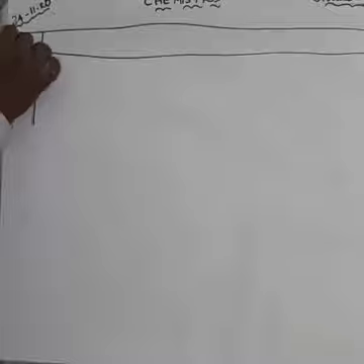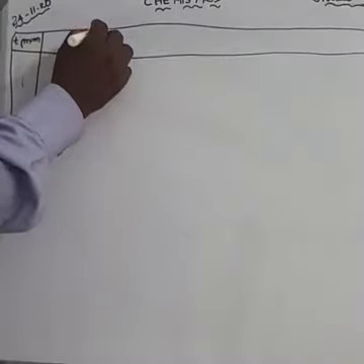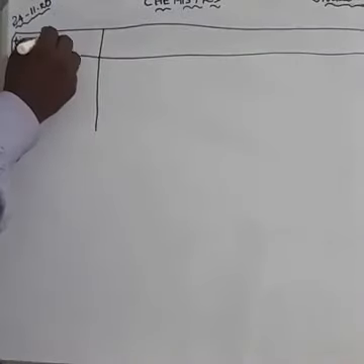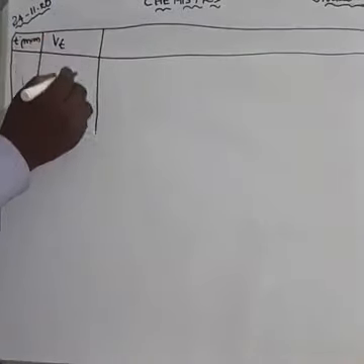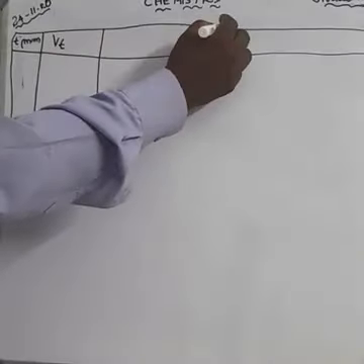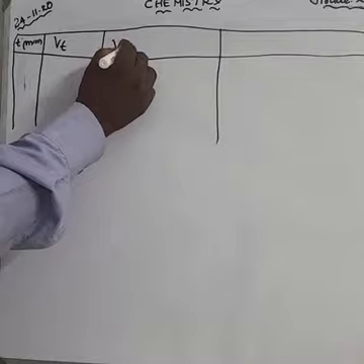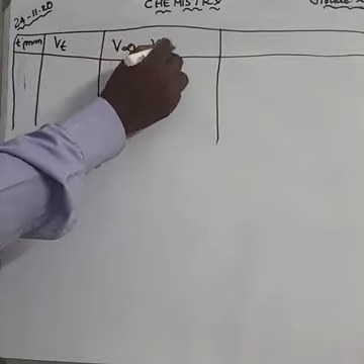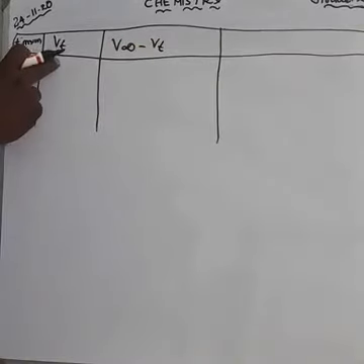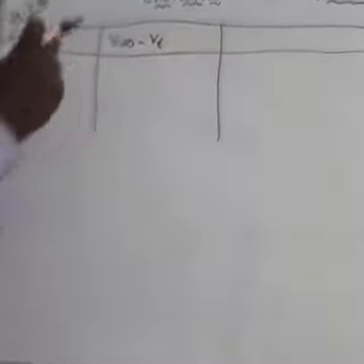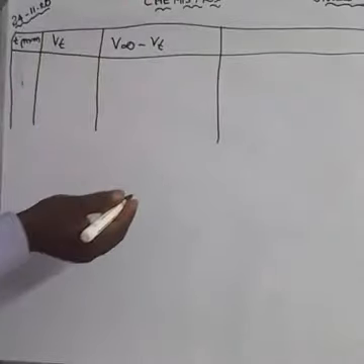This is for time in minutes, T minutes. Next one is about the Vt. Next one is V infinity minus Vt. First one is Vt. Next one is V infinity minus Vt. Next we should write the formula.